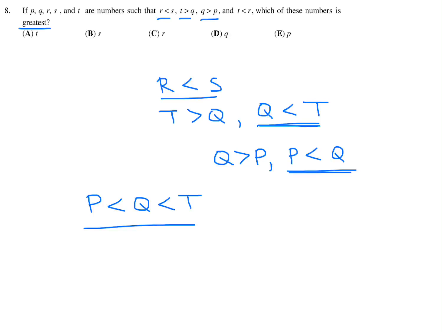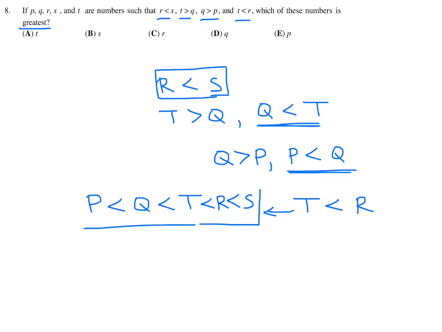Now, what's the last one? T is less than R. So T is less than R. Well, we can just put that in there. T less than R, like that. And then if you go back and look at the very first one, R is less than S. So this is the complete combination of all the inequalities or comparisons that they've given us.